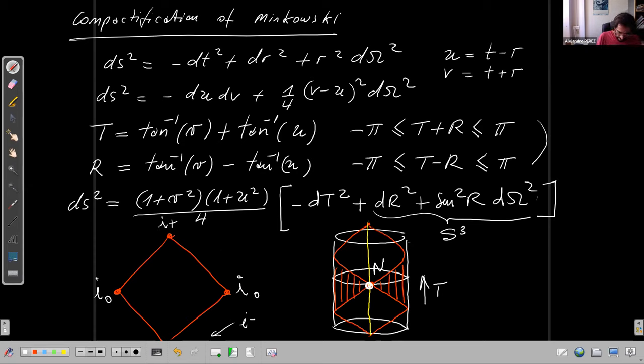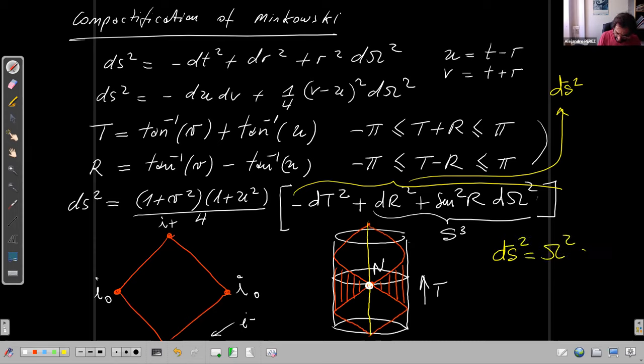Now, because this is a conformal transformation, this whole thing here is the unphysical metric, ds bar squared. So we can write ds bar squared equals omega squared times ds squared. This omega is just the inverse of the factor that you find here, which you should understand as a function of T and R. And of course it vanishes at the boundary of this compact region.